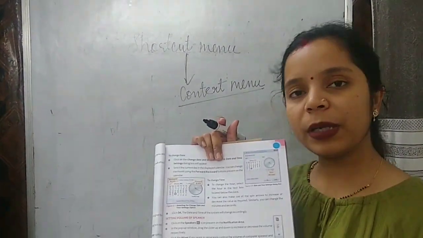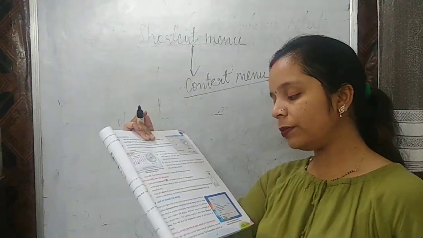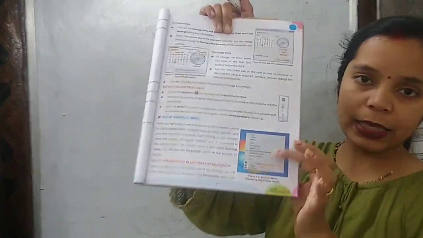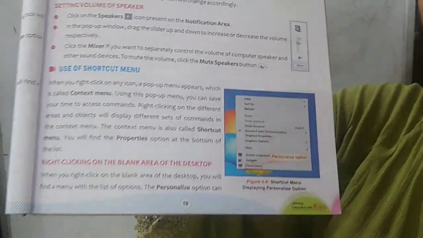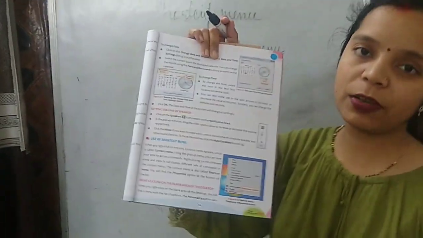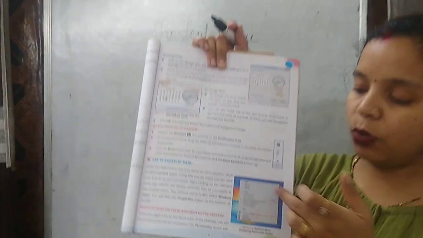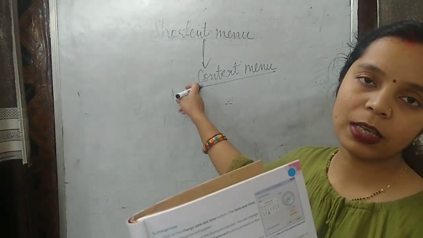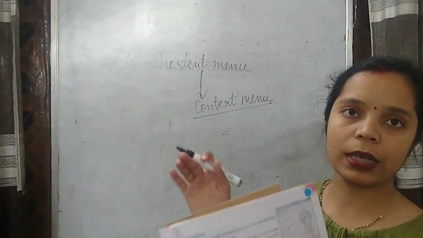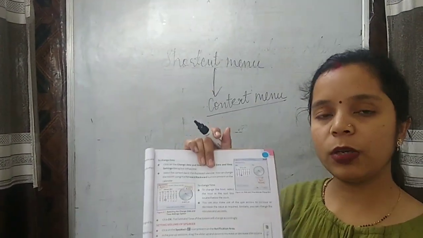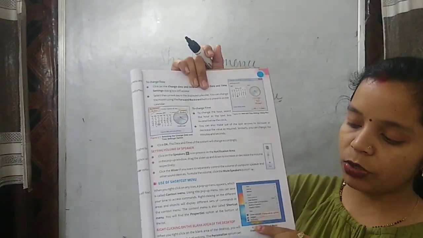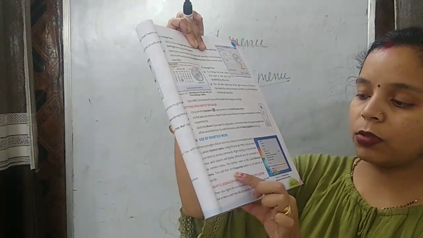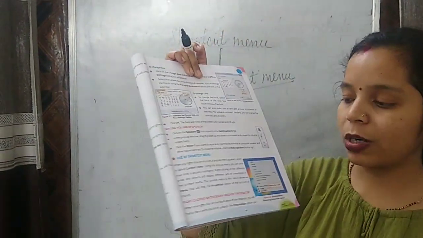So what is this shortcut menu? Whenever you right click on any icon, then a menu is shown like this. This is known as shortcut menu. Whenever in the computer, wherever you right click with the mouse, menus like this are shown. This is known as shortcut menu, and it is also known as context menu. Every shortcut menu has a properties option like this. One properties option you will also find on the shortcut menu.